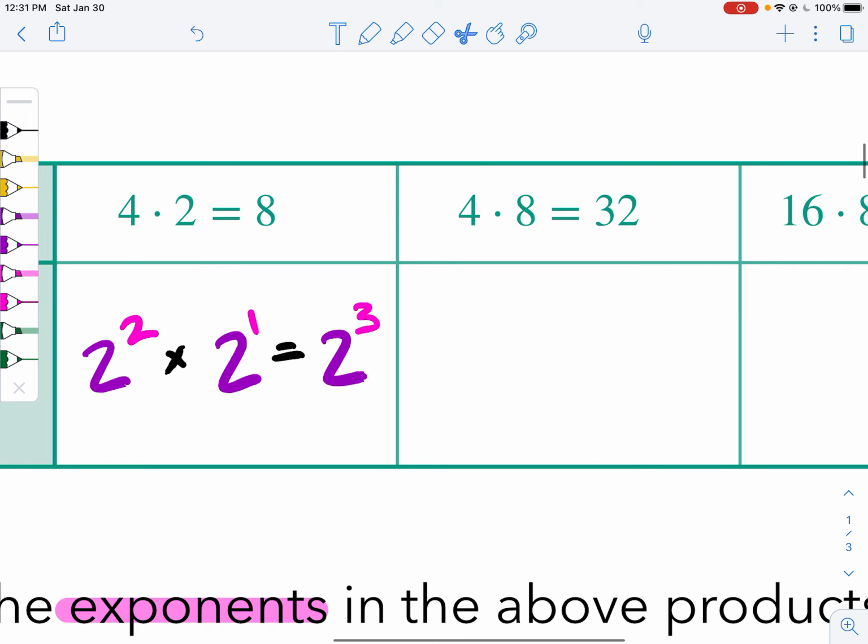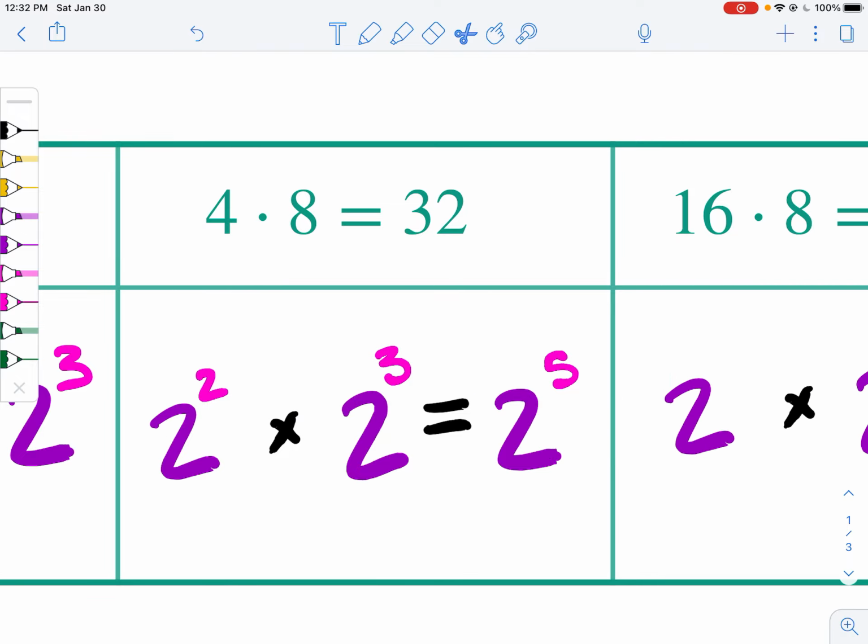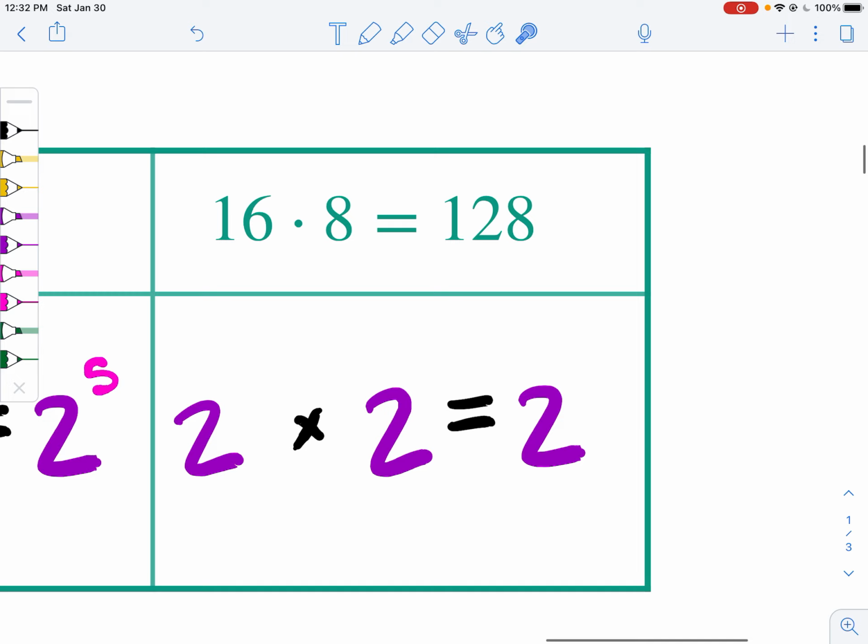Let's do another one. We'll follow that same pattern. We've got 2 to some power times 2 to another power equals 2 to whatever power. 4 is 2 squared. 8, you just saw, is 2 cubed. And 32 is 2 to the 5th power. Fun fact. Okay, let's do one more. We're going to write our last equation as a statement with powers of 2. So 16 is 2 to the 4th power. 8 is 2 cubed. And 128 is 2 to the 7th power.